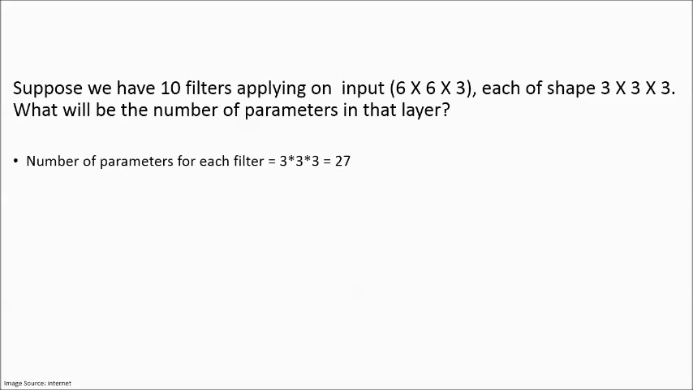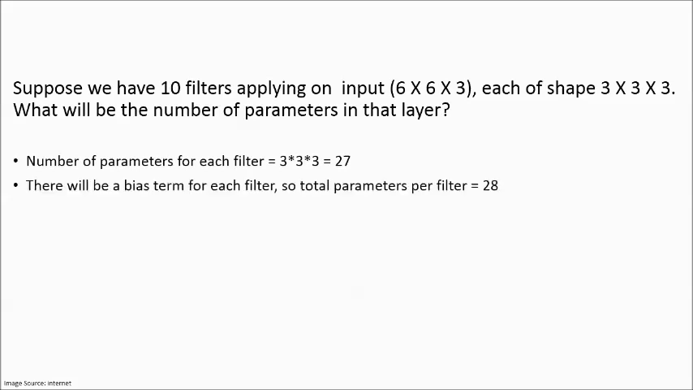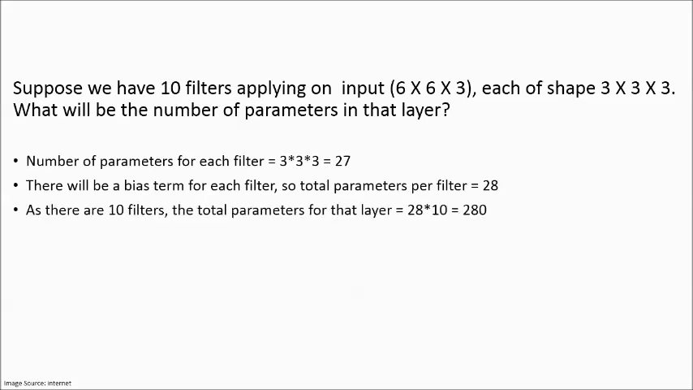Then we know that in each hidden layer in a neural network, we add one bias. So here the same thing applies. One bias value will be added along with this. So 27 plus 1, that means a total of 28 weight values, or parameters. Then how many filters will we have? 10 filters. So the total number of parameters will be 28 cross 10, that is 280.